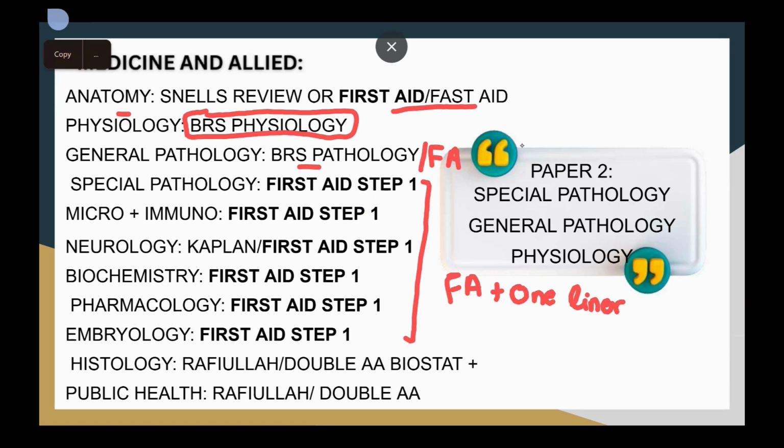For medicine and allied, you have to focus on special pathology and physiology in your paper too. So you have to read these topics very well, specifically with concentration on paper 2.